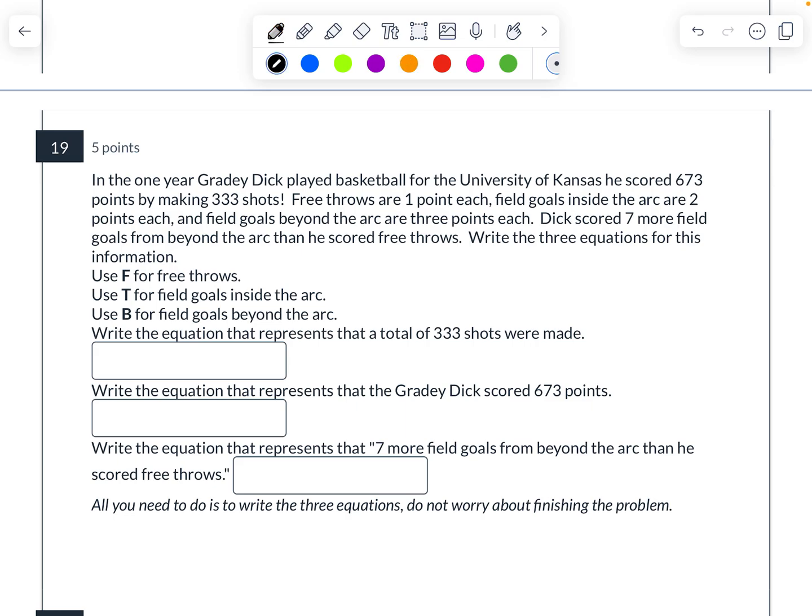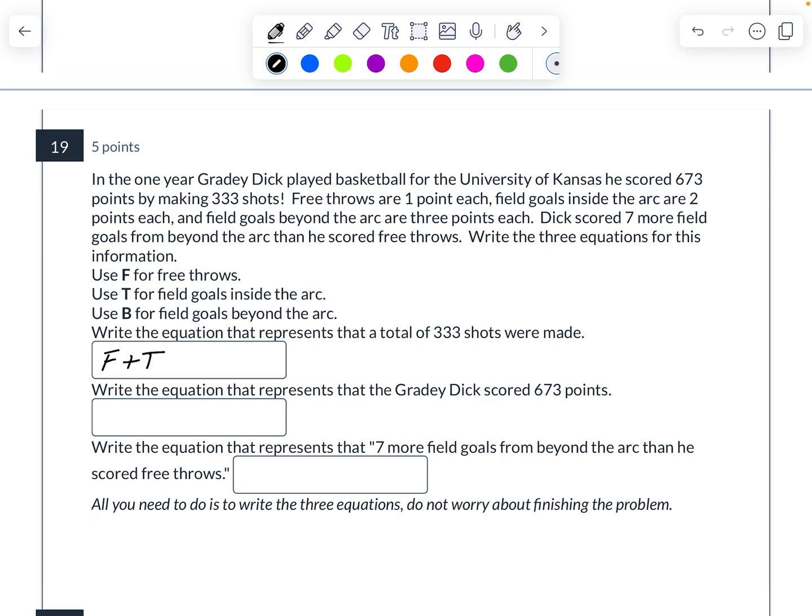So, F plus T plus B equals 333. You guys are where almost everybody has this correct. Please remember this number goes in the problem because it asks for an equation, so it has to have an equal sign in. The next one, F plus 2T plus 3B equals 673. Again, friends, do not put the 1 in front of the F. That's ridiculous.